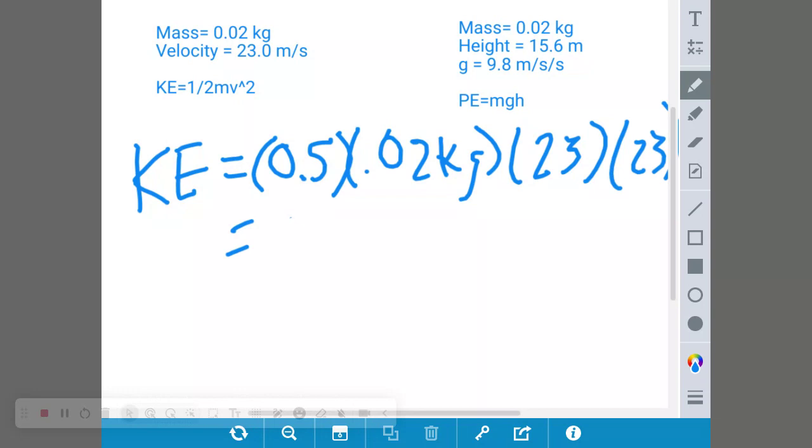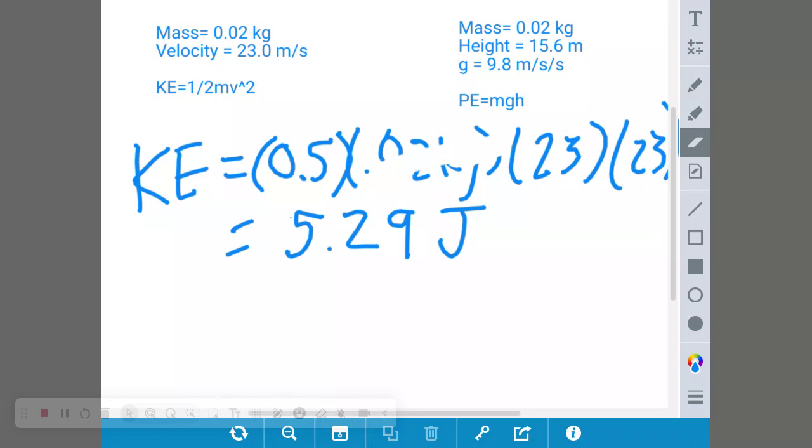0.5 multiplied by 0.02 multiplied by 23 multiplied by 23, 5.29. Okay? And the unit for that is joules, or J. So at its maximum velocity, this rocket had an energy of 5.29 joules. All right, so that's the kinetic energy calculation. Just written out like that, so you're just multiplying through to get your answer.